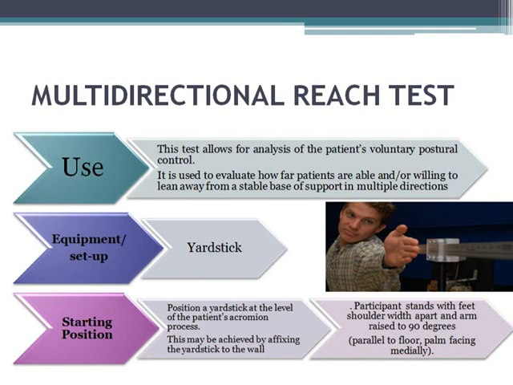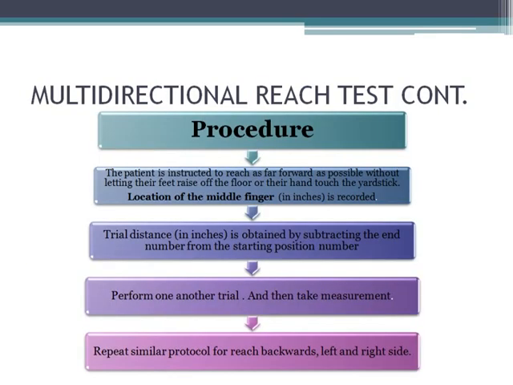Starting position: position a yardstick at the level of the patient's acromion process. This may be achieved by affixing the yardstick to the wall, same as the functional reach test. The participant stands with feet shoulder width apart and arm raised to 90 degrees. Now the procedure: the patient is instructed to reach as far as possible without letting their feet raise off the floor, without losing their balance, or their hand touching the yardstick.